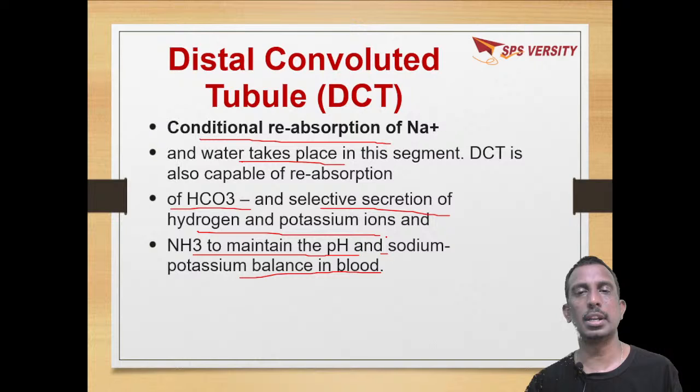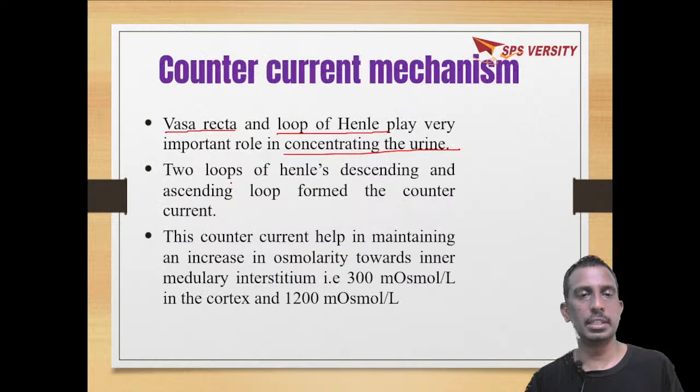Okay. Now we are going to discuss an interesting one, that is the counter current mechanism. So counter current means opposite. Here we are going to discuss the vasa recta and loop of Henle, which play an important role in concentrating the urine. That is, in the loop of Henle there is a descending limb and ascending limb. So this counter current helps in maintaining increasing osmolarity towards the inner medulla.